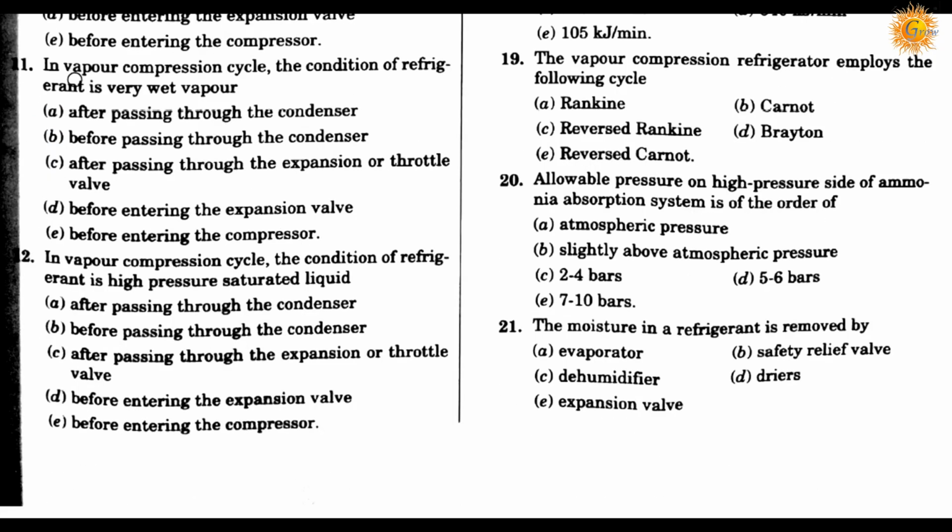Question number 11. In vapor compression cycle, the condition of refrigerant is a very wet vapor. Option A, after passing through the condenser. Option B, before passing through the condenser. Option C, after passing through the expansion or throttling valve. Option D, before entering the expansion valve. Option E, before entering the compressor. So the correct answer is C. It will be after passing through the expansion or throttling valve.